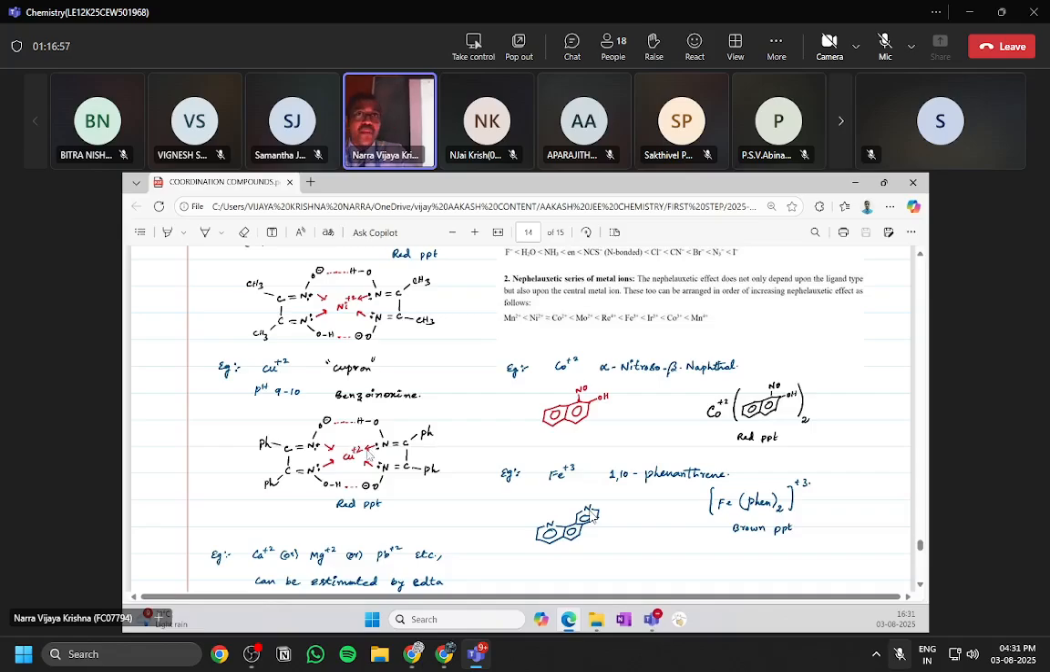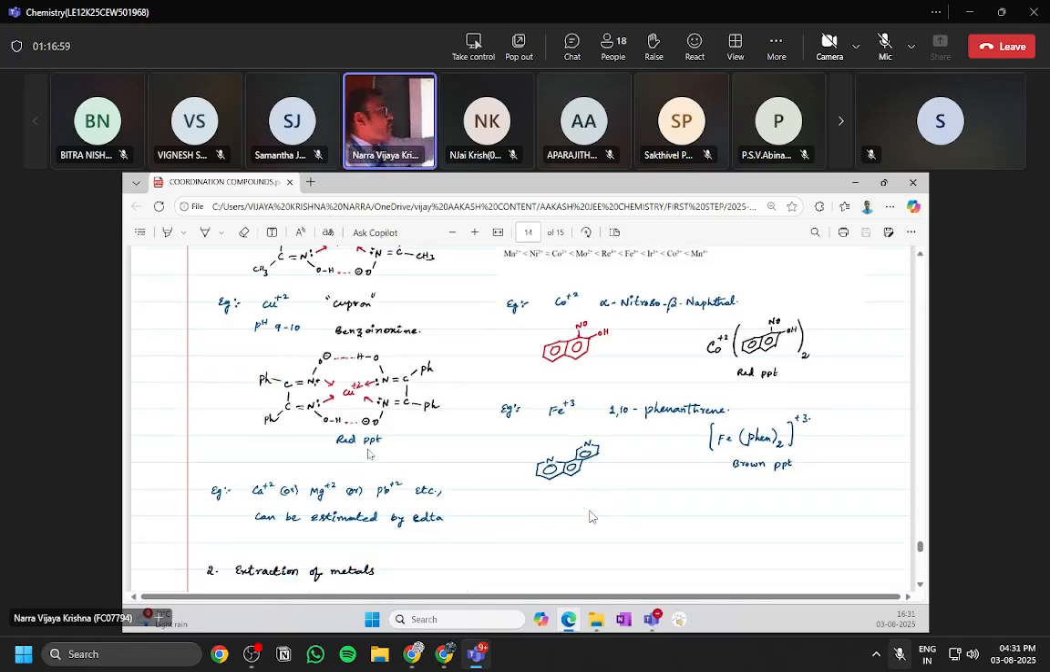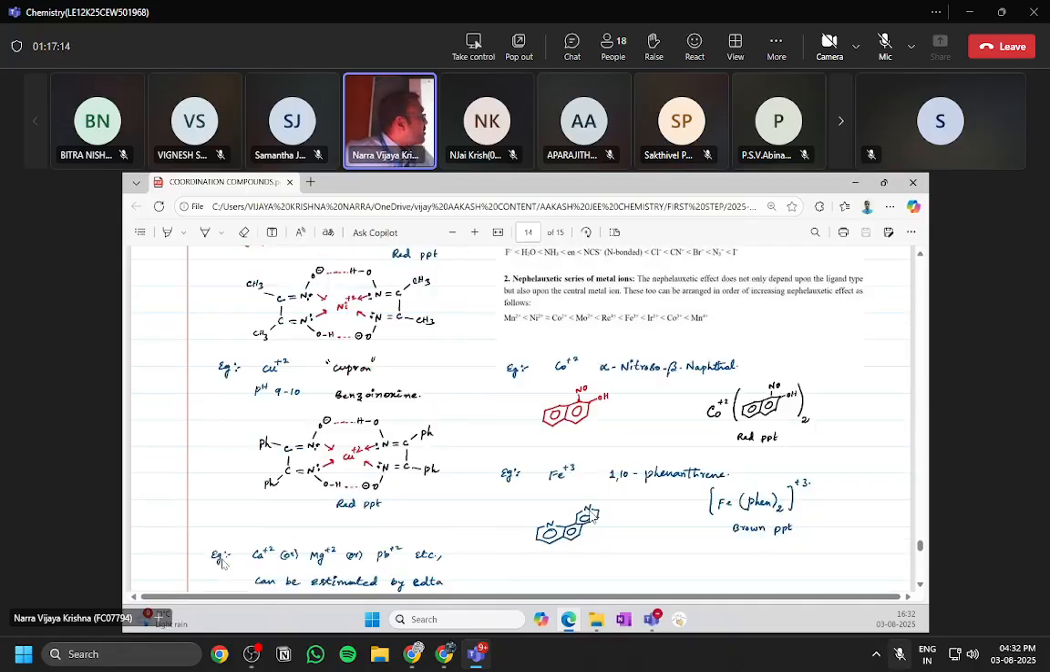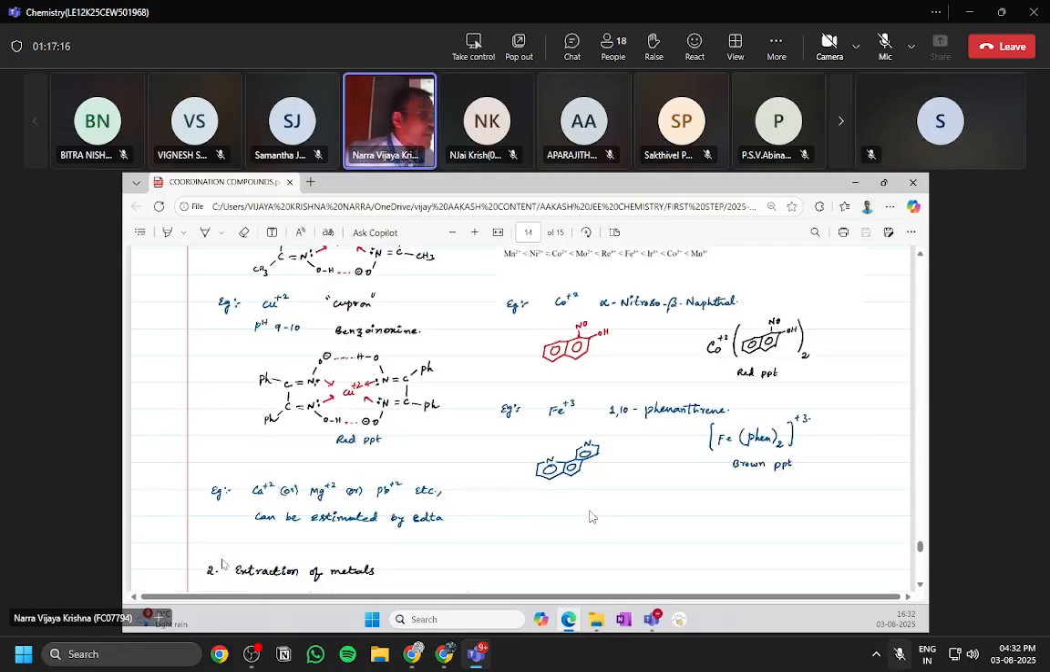Any questions in it? Same way, copper. Copper is estimated by using cupron, which is benzoin oxime. Instead of CH3, take a benzene ring. And this is dimethylglyoxime. In that, remove the CH3 group and place a phenyl group. Then it is called benzoin oxime.